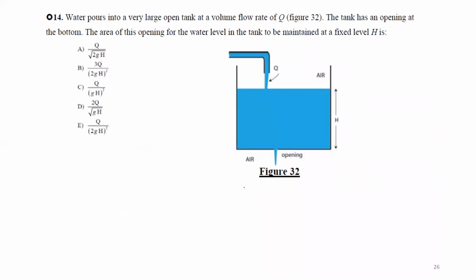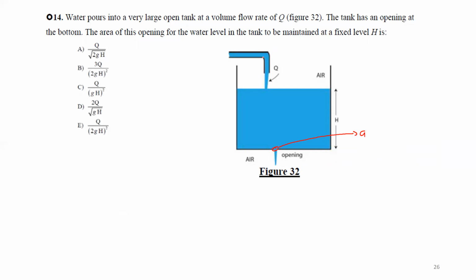Now let's look at this problem. Water is poured into a very large open tank, again, at a volume flow rate Q, as you see in this figure. So the tank has an opening at the bottom. The area of this opening, let me call it small a, is the cross-sectional area of this opening. So what should the area of this opening be for the water level in the tank to be maintained at a fixed height h? Of course, I will use the continuity equation.